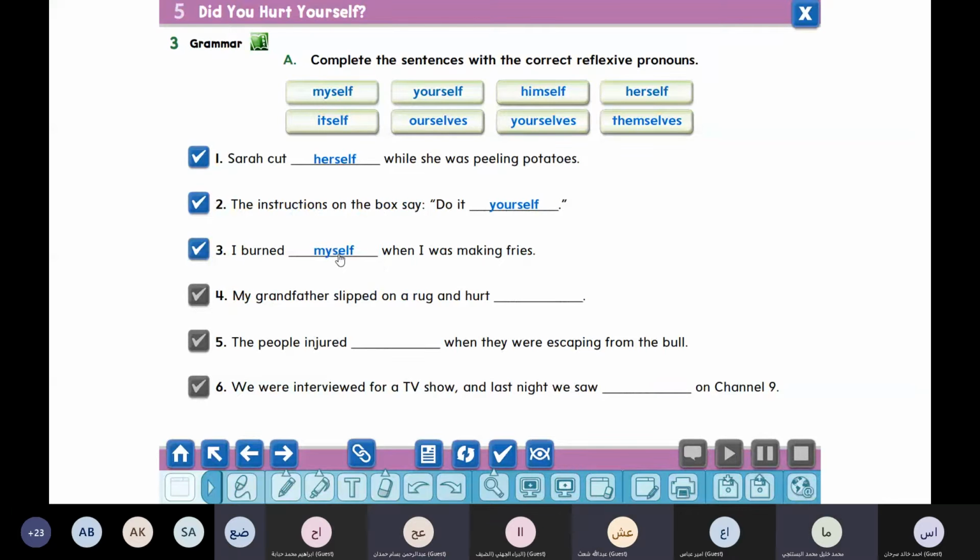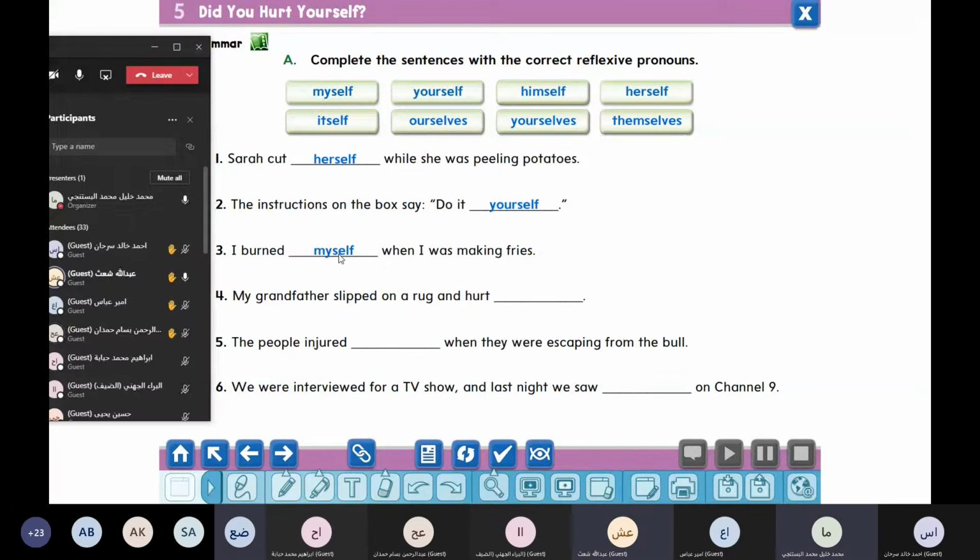Number 4. Can I answer? Yalla, Abdulrahman. My grandfather slipped on a rug and hurt himself. Good. My grandfather, he. So we use himself.